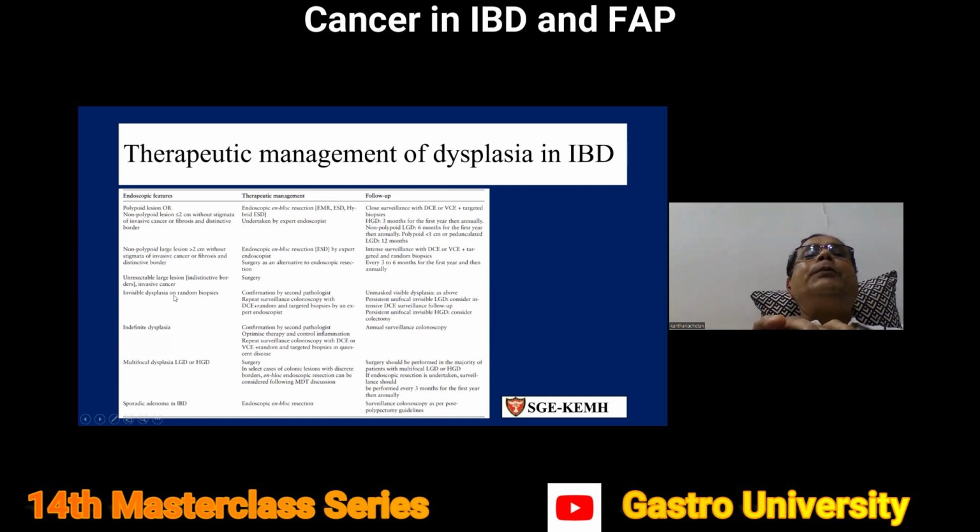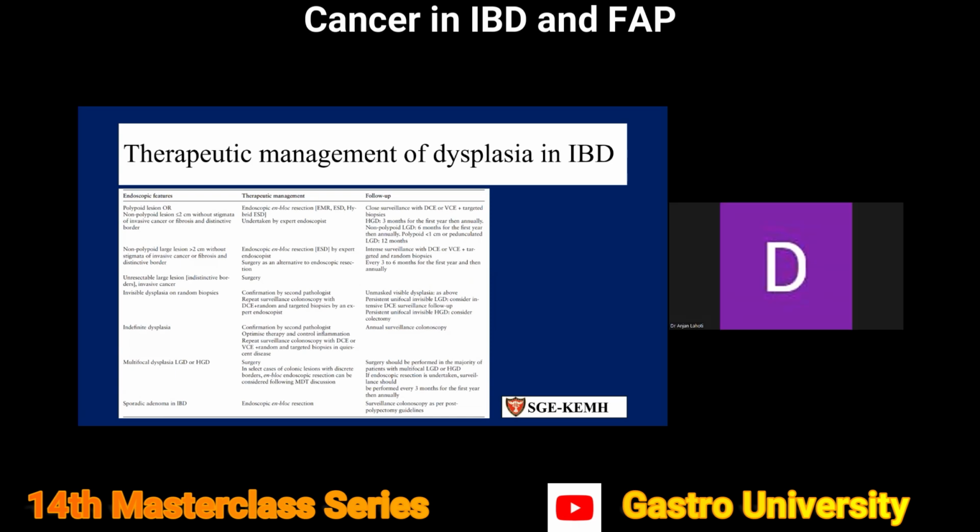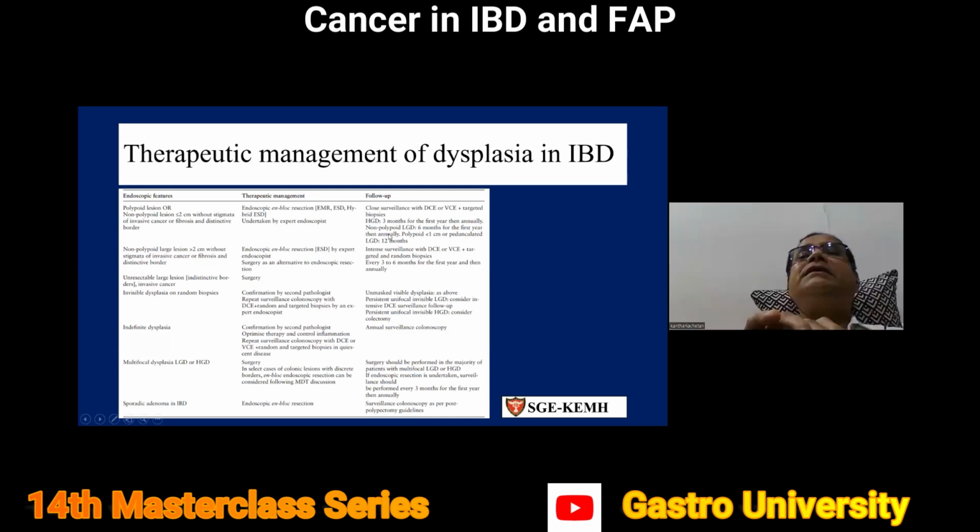If there is a polypoid lesion or a non-polypoid lesion, which is less than 2 centimeters, without stigmata of invasive malignancy or fibrosis or distinctive border, then you could do an endoscopic en bloc resection, that is either endoscopic mucosal resection, submucosal dissection, or a hybrid technique, and it should be undertaken by expert endoscopists. These patients are then followed up post-procedurally with close surveillance, with either chromoendoscopy or targeted biopsy.